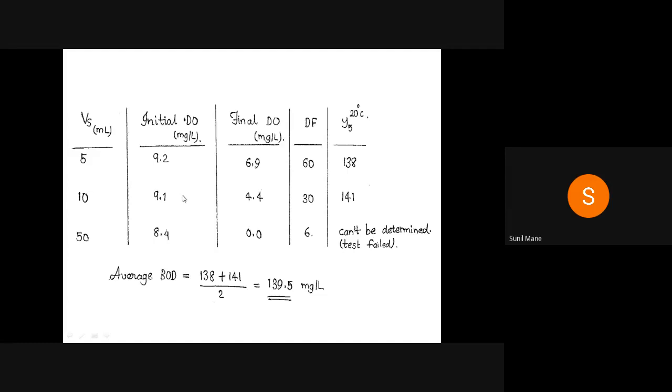Right now the problem we can take. I'll illustrate the problem first, then you can take it down. Now there are 4 or 5 columns. The first column is sewage volume, the wastewater volume. The second is observation, the third is observation, the next one is the dilution factor, and the last one is the result calculation. Now these observations are for only one type of wastewater.